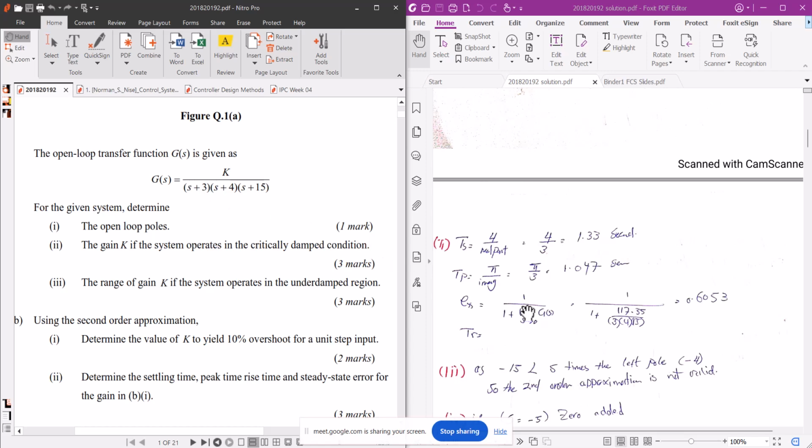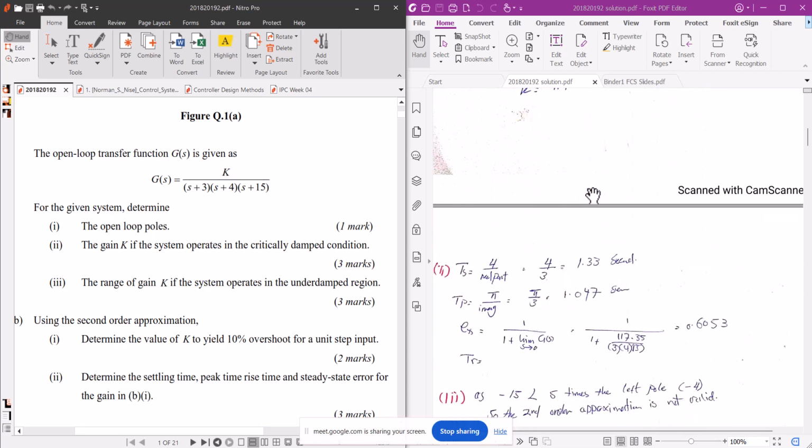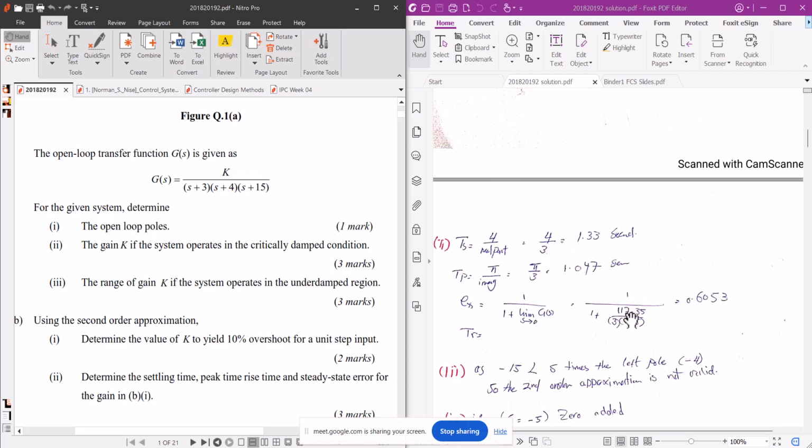Its steady state error formula is 1 over 1 plus Kp, and Kp is equal to the limit as s approaches 0 of G(s). So if you put s approaching 0 in this G(s), you will get 3 multiplied by 4 multiplied by 5, and K is 117.35. So 1 over 1 plus 117.35 over 3 into 4 into 5. You solve this and you will get the steady state error, that is 0.6053.